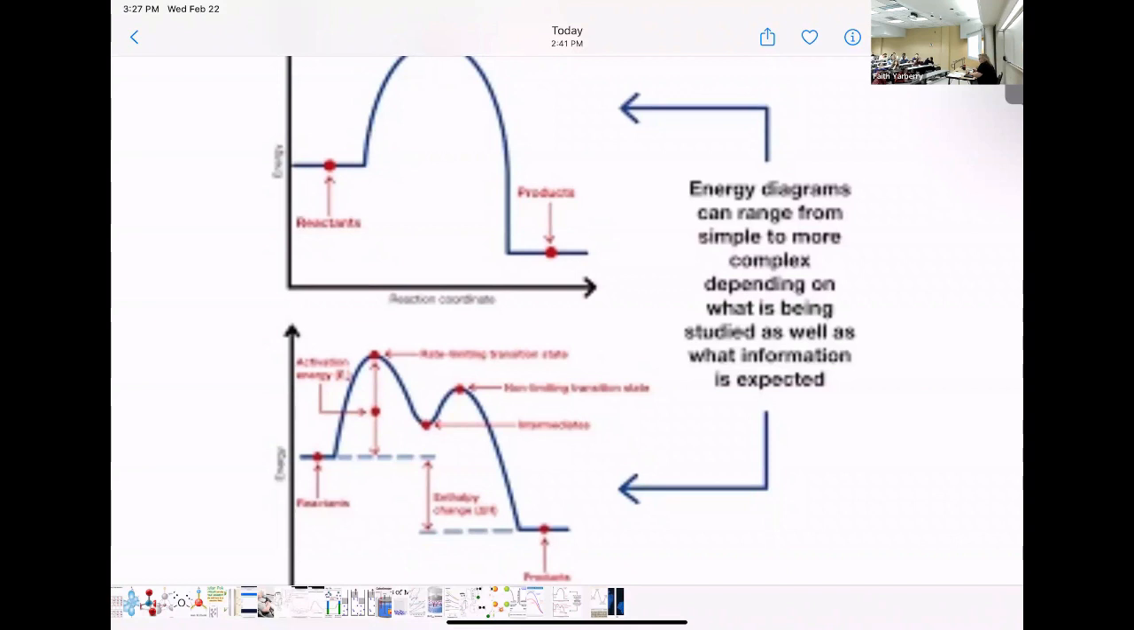The trough is the intermediate, and the tops are the transition states. Both of the tops would be a transition because you can almost think of this intermediate.